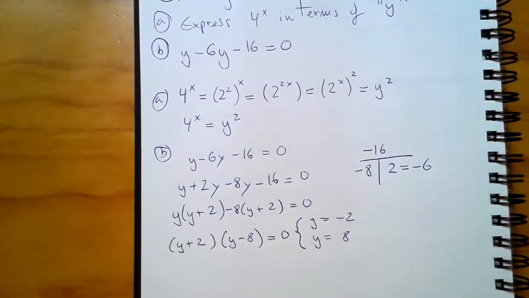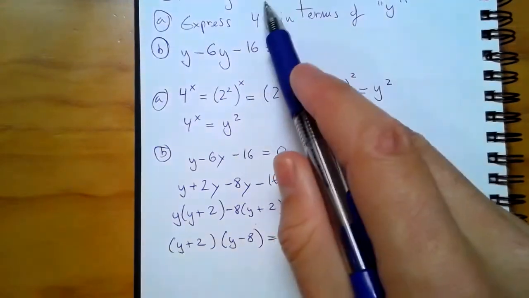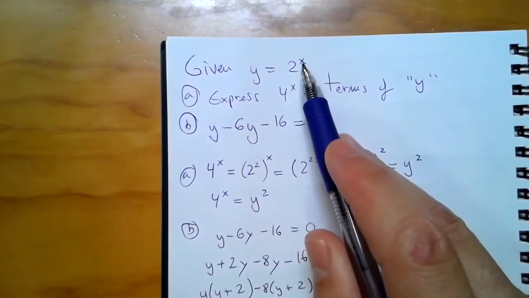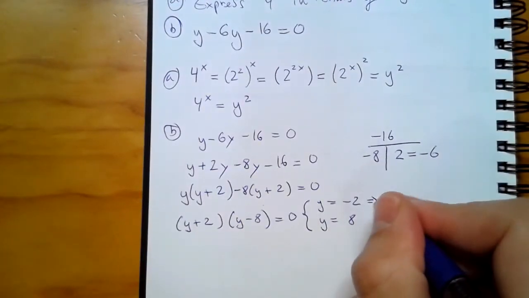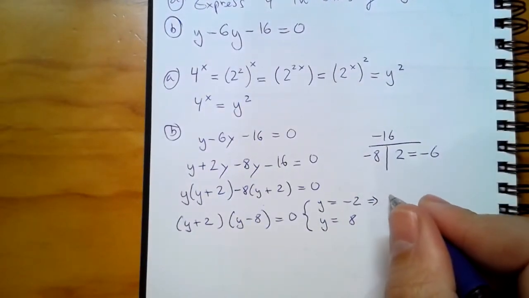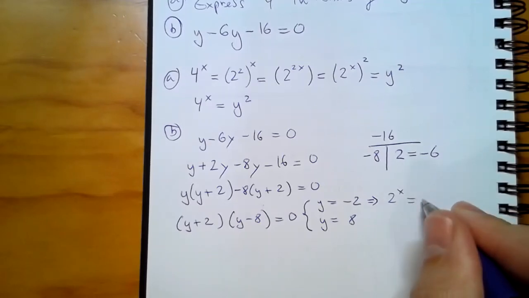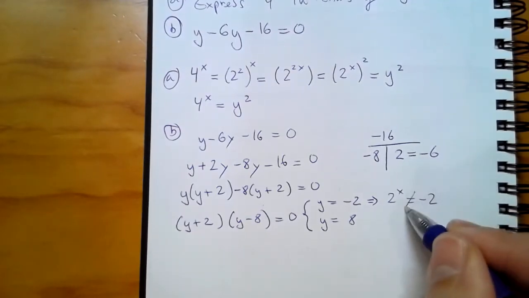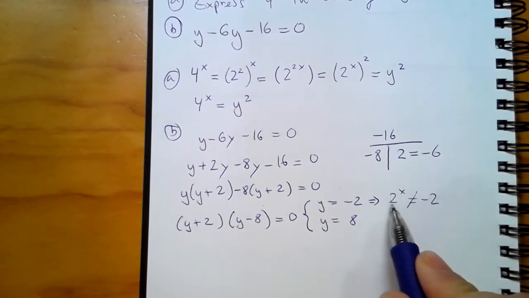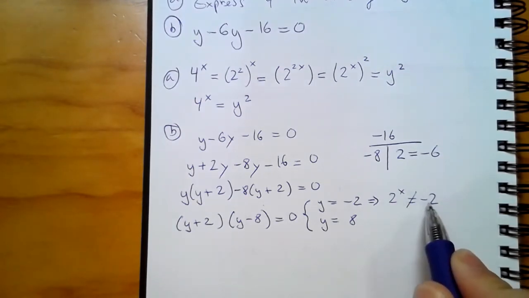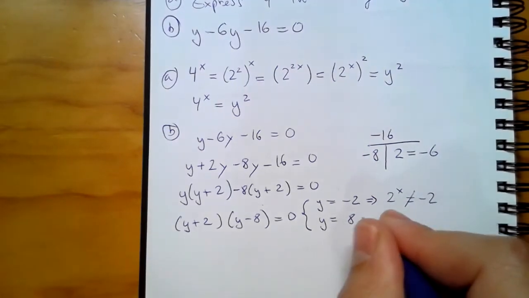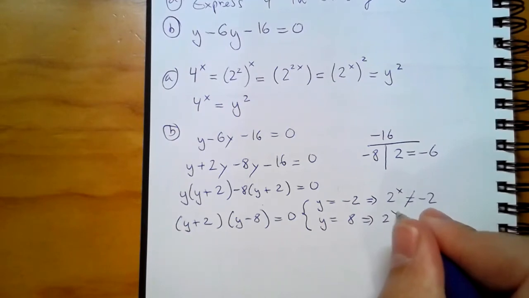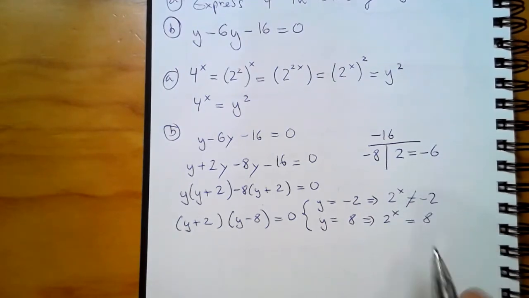But don't forget that y is 2 to the power of x, and I want to find the value of x. Then 2 to the power of x is equal to minus 2. We don't have a solution for that, because 2 is the base of this index, and if the base is positive you will never get a negative number as a result of this index. And now we have that 2 to the power of x is equal to 8.